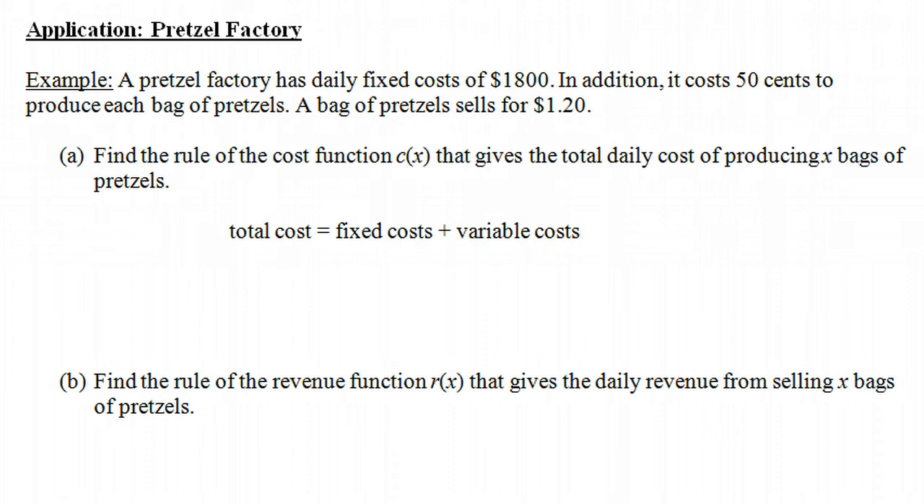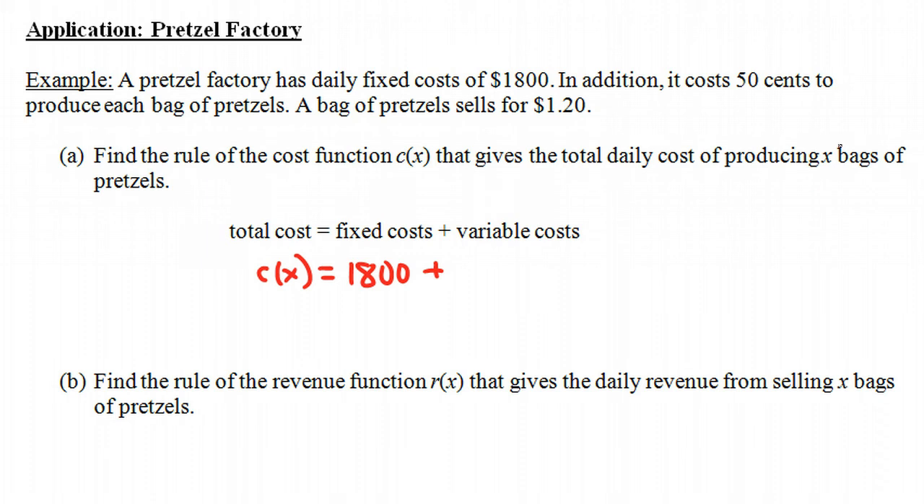In part A, it says find the rule of the cost function, C of x, that gives the total daily cost of producing x bags of pretzels. So x is the number of bags of pretzels that you produce. The total cost is equal to the fixed costs plus the variable costs. Now, our total costs, that's what we're calling C of x. The fixed costs, that's $1,800. And the variable cost is how much it costs to produce a bag of pretzels.